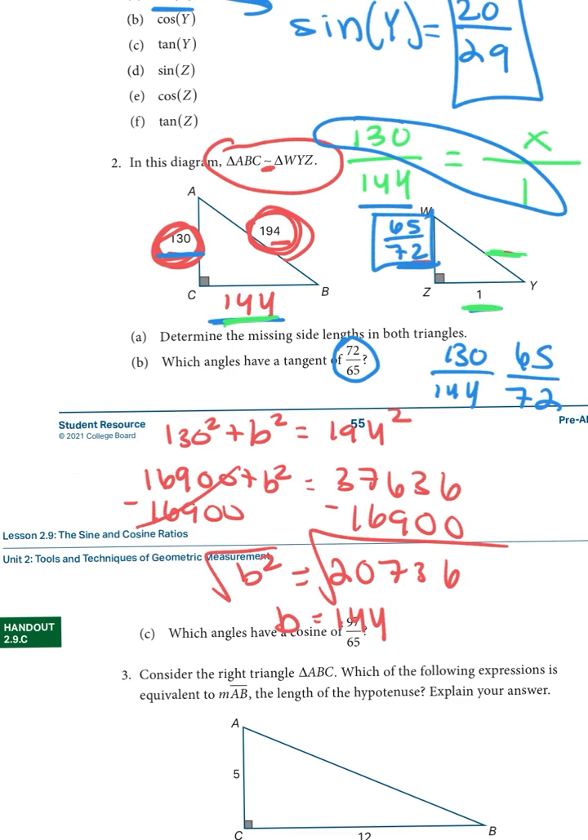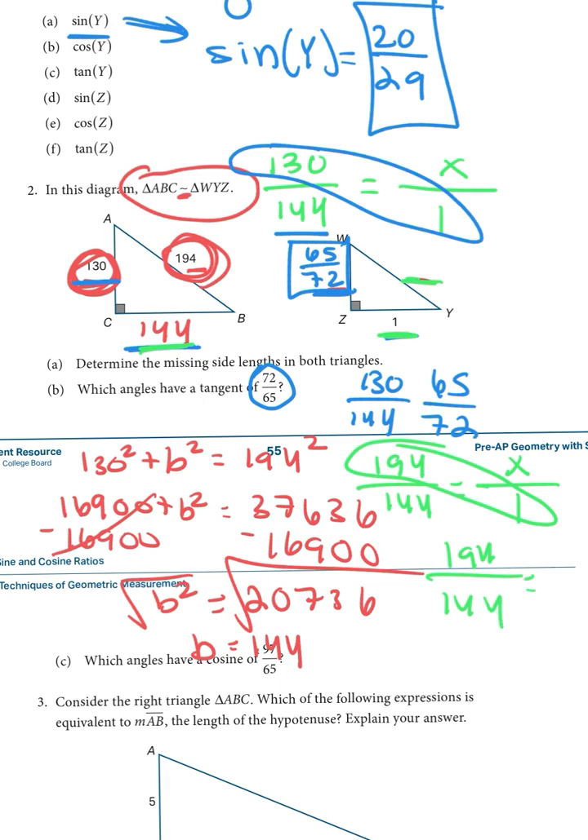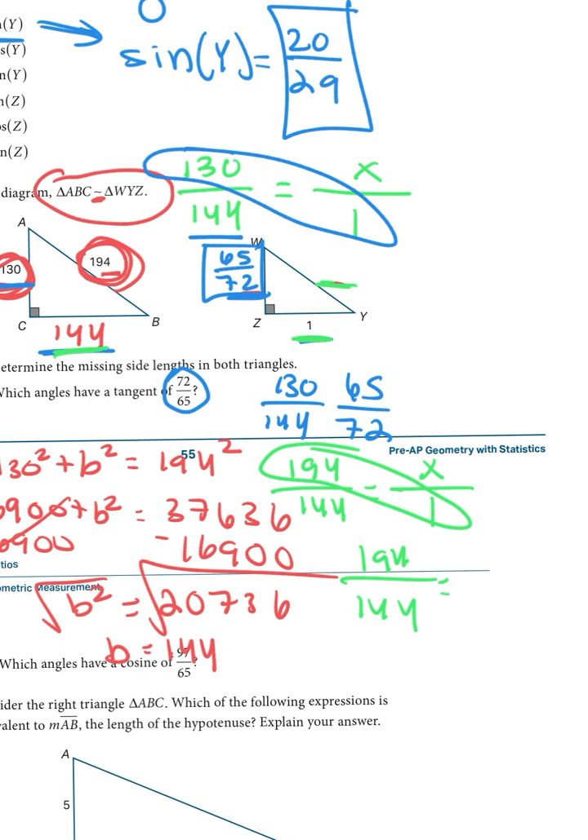Okay, so let's see. If I have 194 over 144, and I don't know what this one is. This is the corresponding side. I don't know what that is, but I know that this is 1. So then all I have to do is multiply 194 times 1, which is 194, over 144. So really it's the same thing, right? But I want to reduce this to its simplest terms.